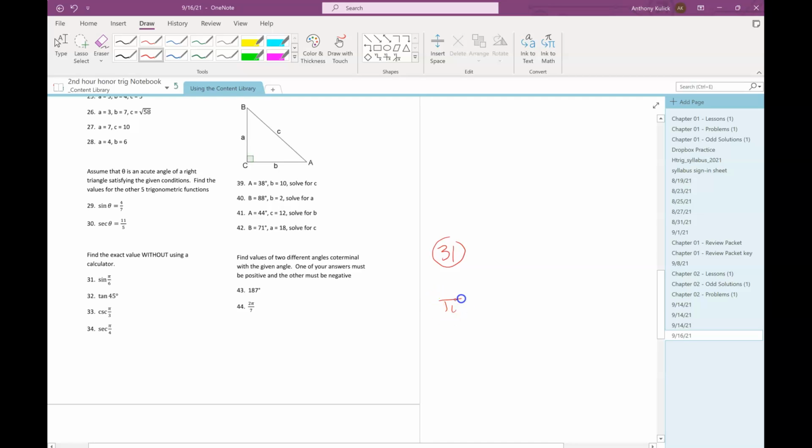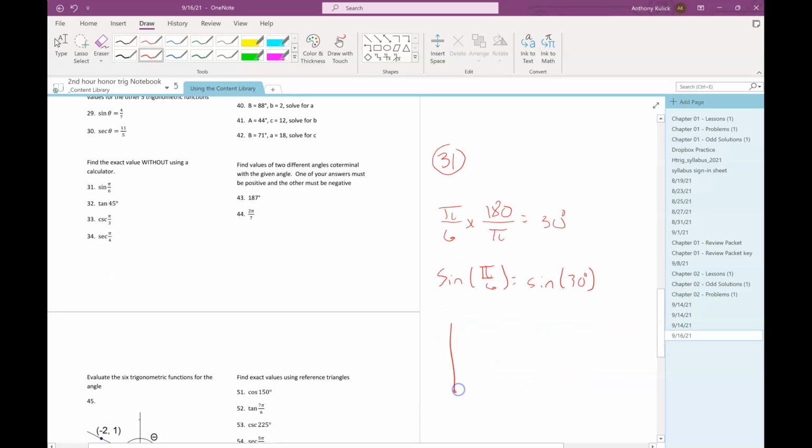So pi over 6, the first thing I would do is find out what angle that is. Is that a 30, 60, 90 angle or a 45, 45, 90 angle? So it's 30 degrees. So I know sine of pi over 6 is going to be the same thing as sine 30 degrees, right? So that's what I'm going to think about. I'm going to go ahead and draw my 30, 60, 90 triangle.